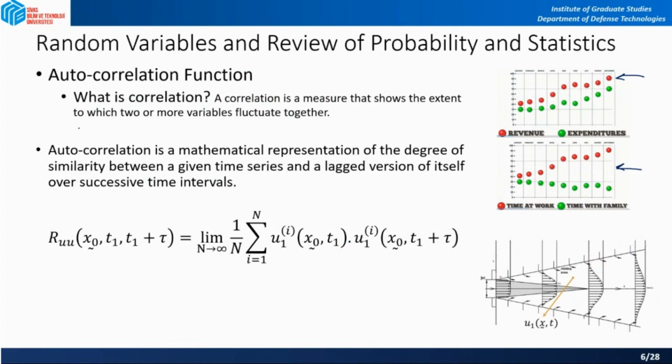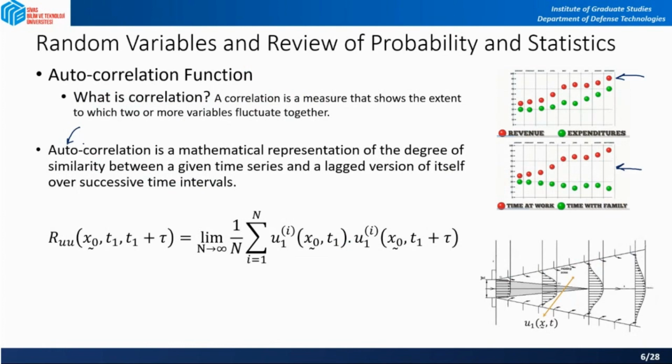Autocorrelation is a mathematical representation of the degree of similarity between a given time series or a given signal and a lagged version of itself over successive time intervals. It is the same as calculating the correlation between two different time series, except that the same time series is used twice, once in its original form and once lagged by one or more time periods.